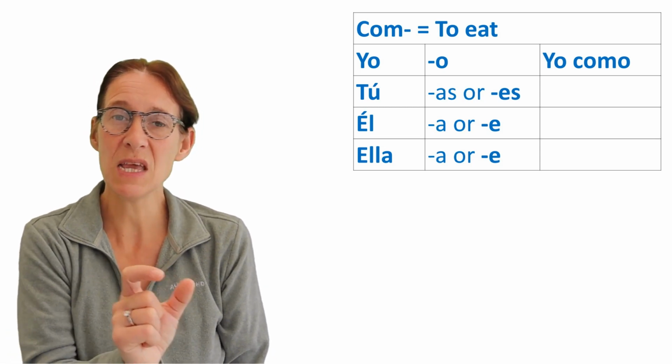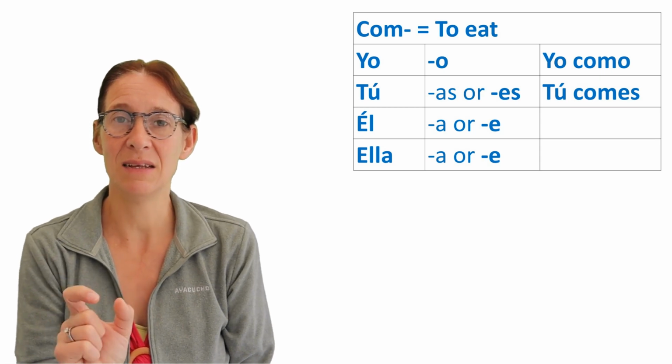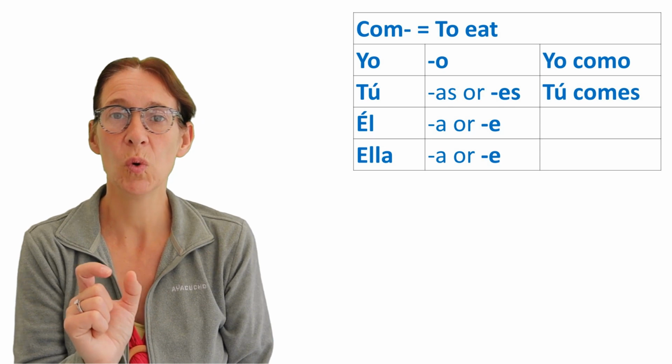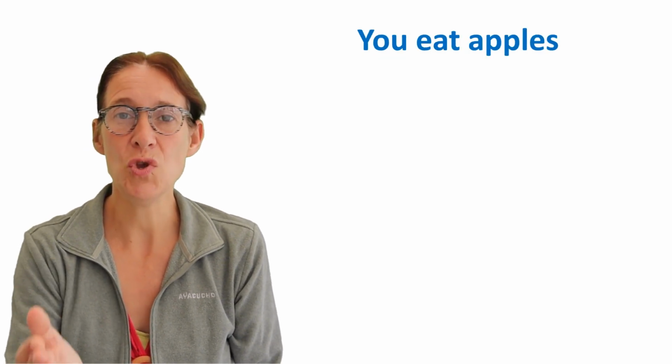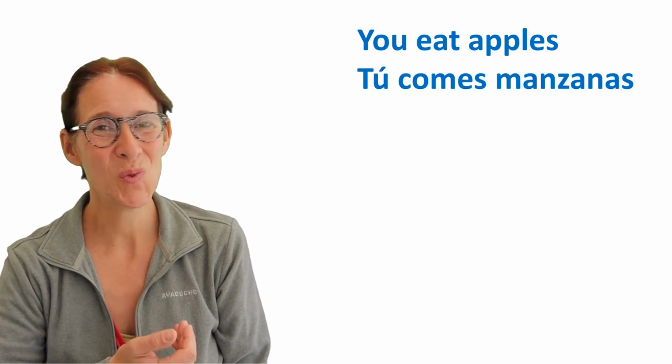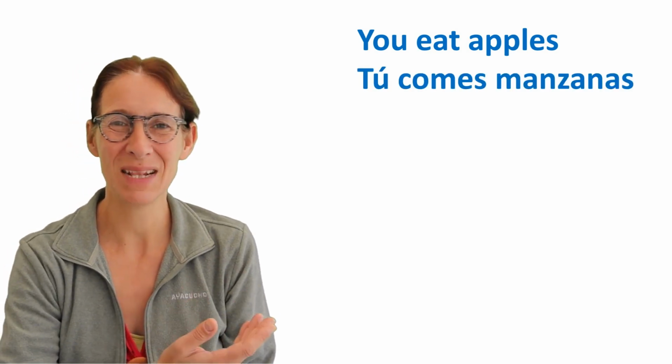Now tú has the ending of es for comer because it's an er verb. So we lose the er and we add the ending to the stem and we get comes. Tú comes. So you eat apples. Tú comes manzanas.